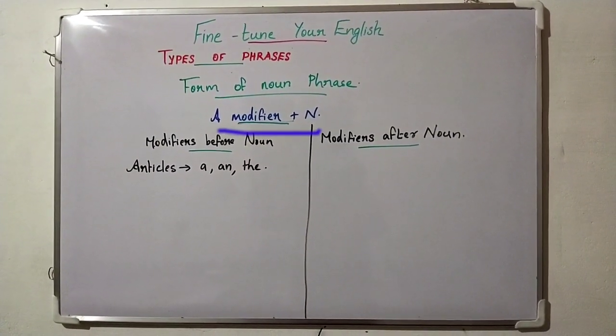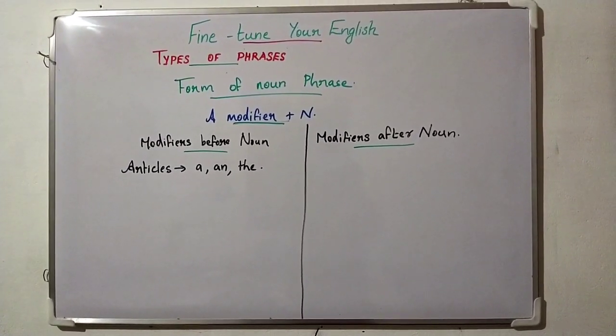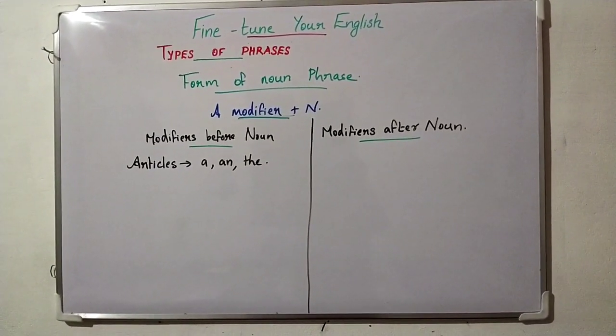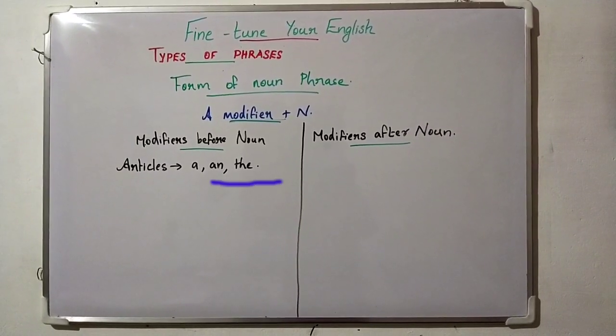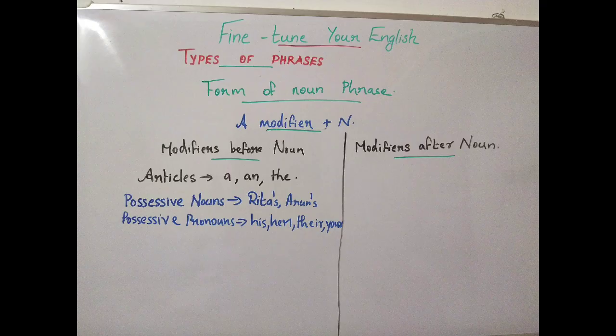And see the position of modifiers. Some modifiers come before the noun in the noun phrase and some come after the noun. See the first one, an article always comes in the beginning, that means before the noun. Then a possessive noun like Rita's, Arun's will also come in the beginning of the noun phrase just before the main noun. Then possessive pronouns like his, her, their, your will also come in the beginning of the noun phrase just before the main noun.